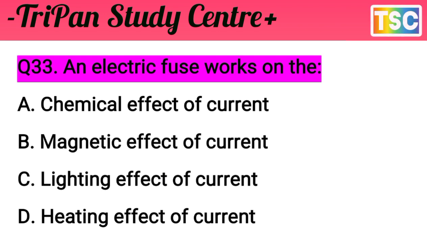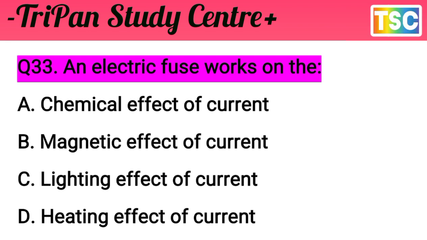I give you a few seconds. Write the correct answer in your notebook. You must have written the answer in your notebook. Let's see what the answer is. An electrical fuse works on the principle of... Chemical effect of current is not the answer here, because chemical change is not used in an electrical fuse. Magnetic effect of current, not a magnetic field effect. Lighting effect of current, there is no lighting effect of current.